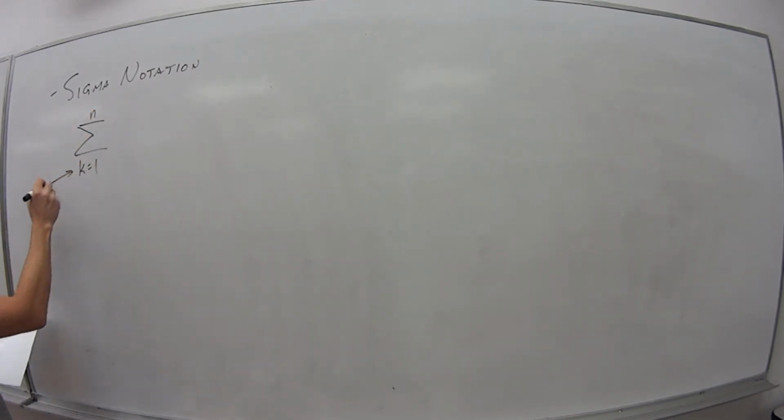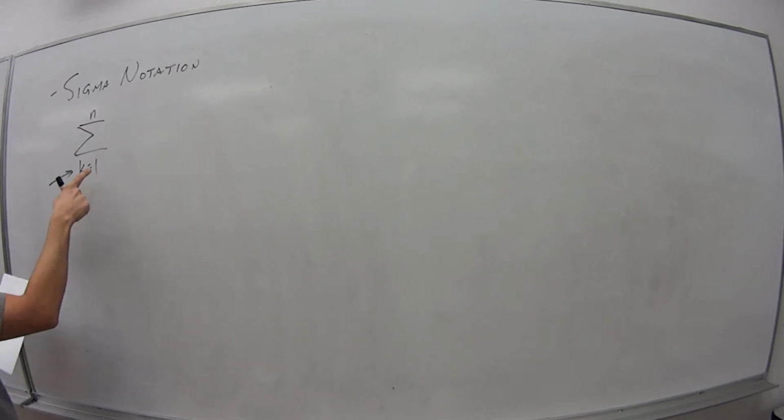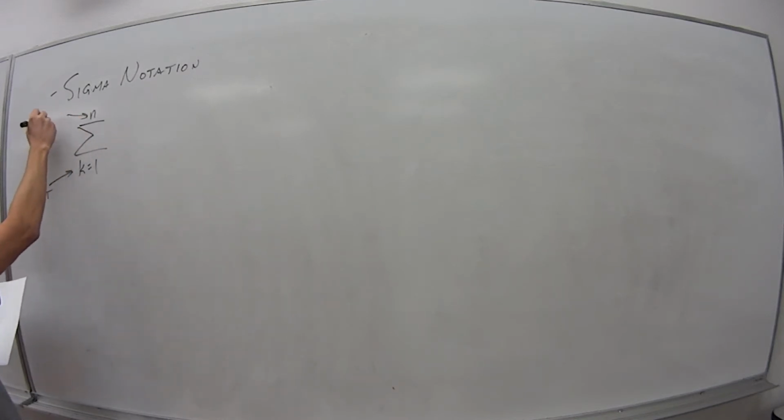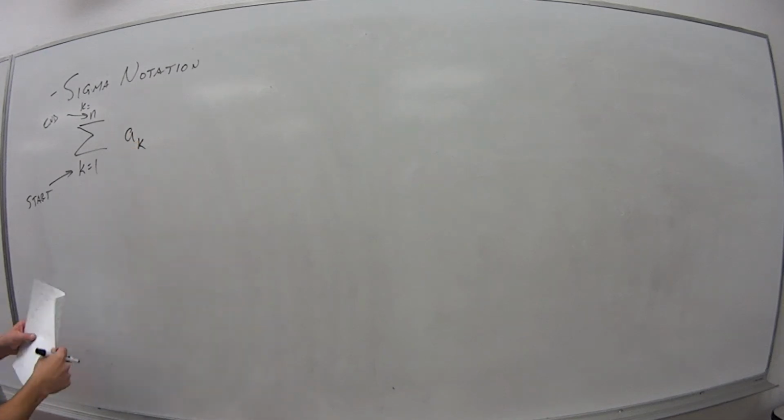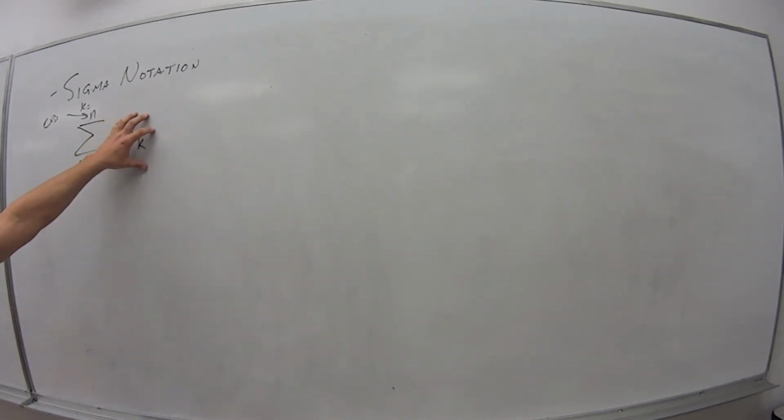So k could change. K could be 2 or 3 or 4, whatever. But whatever it is, this is where we start. We start with k is equal to 1, and this is where we end. K equals this value n. And then we have some function here.